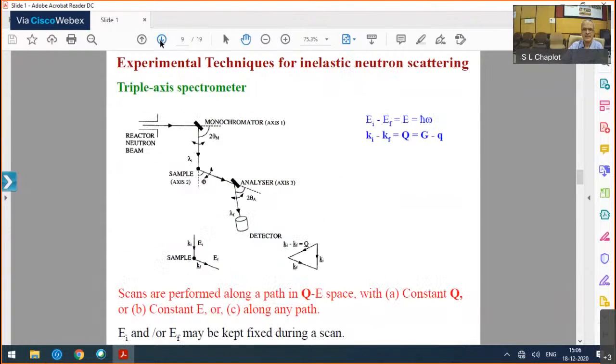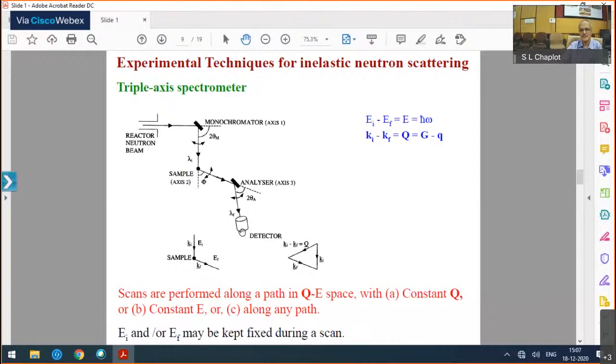Can be measured. Okay. So this is a neutron spectrometer, where you have the crystals used to choose the value of the incident neutron energy or wavelength, as well as the value of the scattered neutron energy and wavelength. Resolution.